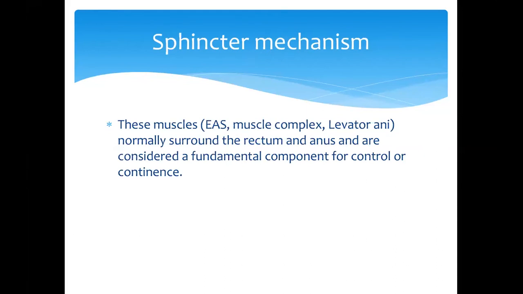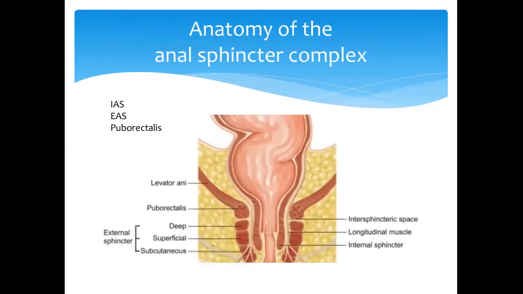Talking about the first element, the sphincter mechanism, we are talking about a group of voluntary muscles which includes the external anal sphincter, the muscle complex, and part of the levator ani. Those muscles normally surround the rectum and the anus, and they are considered a fundamental component for control and continence. This picture will illustrate the anatomy of the anus and the rectum.